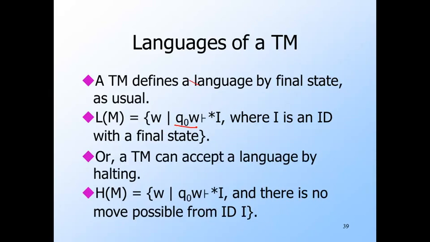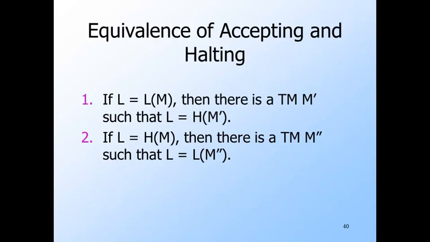We define H of M to be the set of input strings W such that, started in the initial ID again, M gets to some ID for which no move is possible. The two methods of defining languages define the same class of languages, as we can show by simple Turing machine constructions that are not too different from how we show that PDAs accepting by final state and by empty stack have the same language defining power.